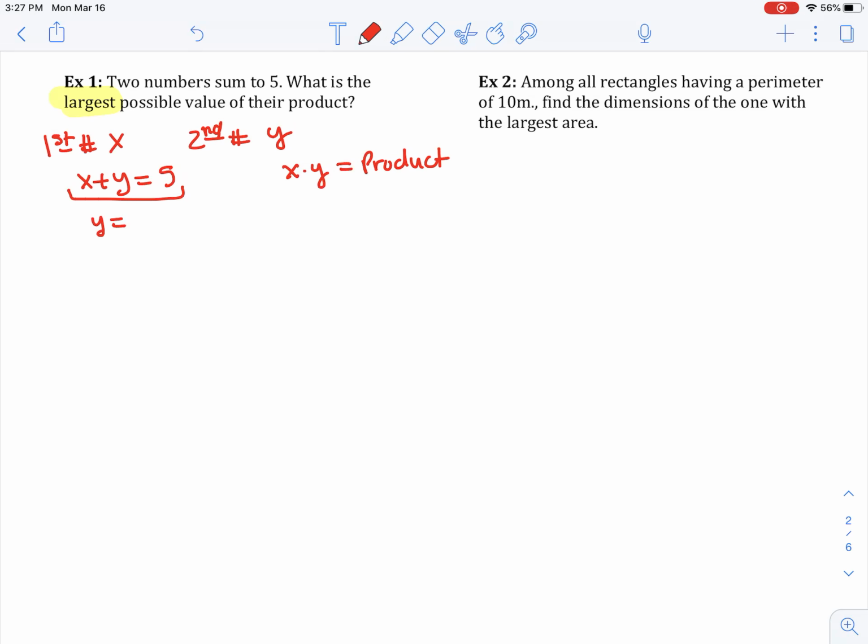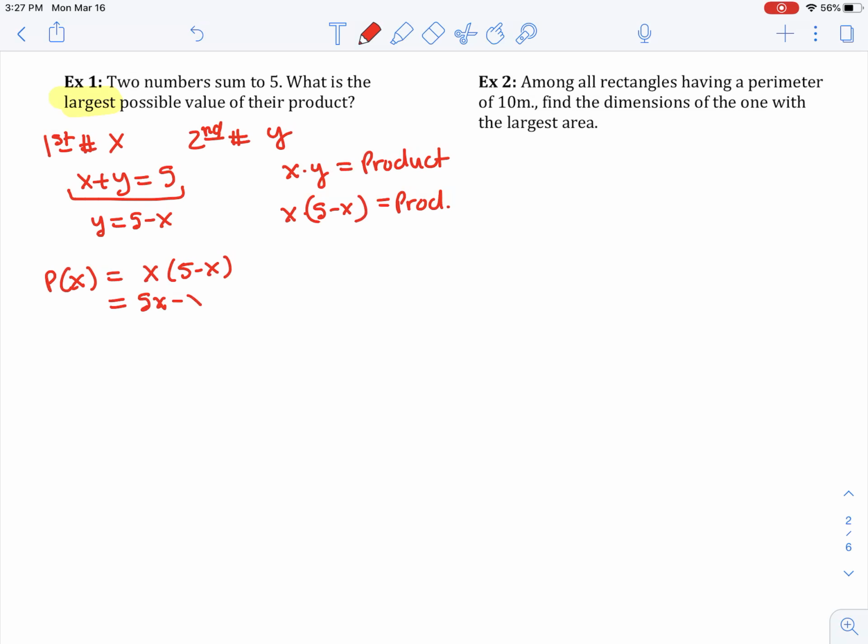And I want to work with x's, so I'm going to solve for y in terms of x, and I'm going to let y equals 5 minus x. So now instead of x times y, I could think of my product equation as x times 5 minus x equaling my product. So I'm going to write my equation as p of x, p being product, is equal to x times 5 minus x.